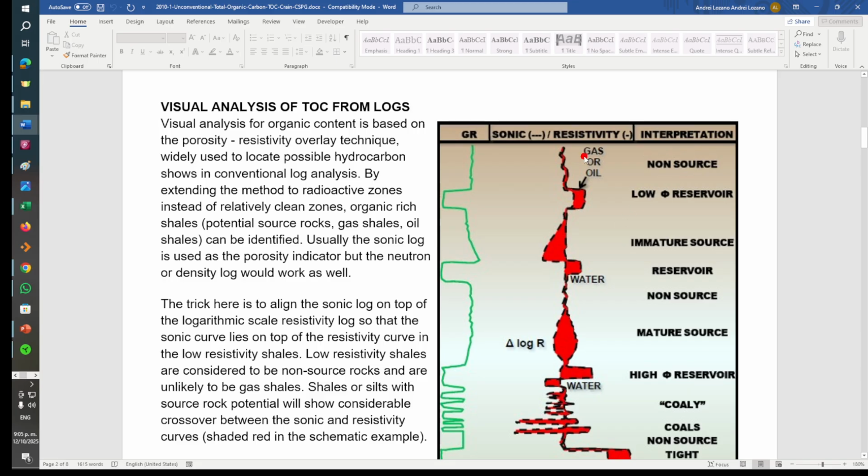So here we calibrate, and obviously when you enter a reservoir, you're going to see a reaction or response in the porosity log, because there's a porous material.